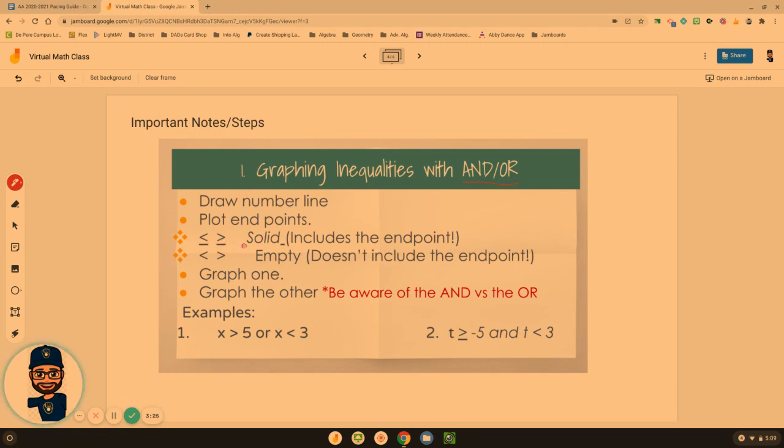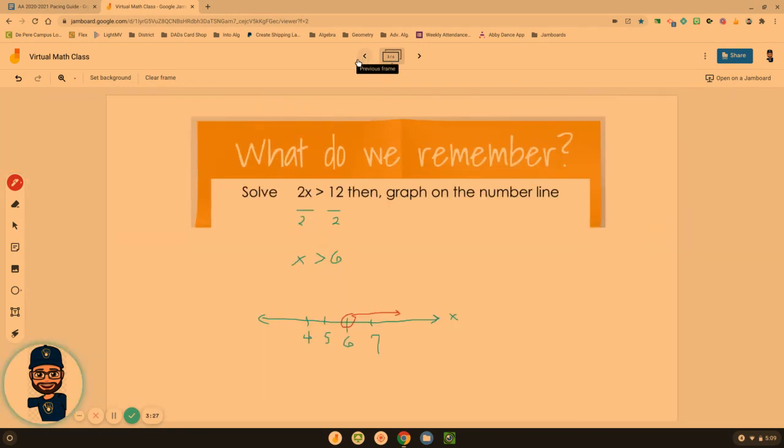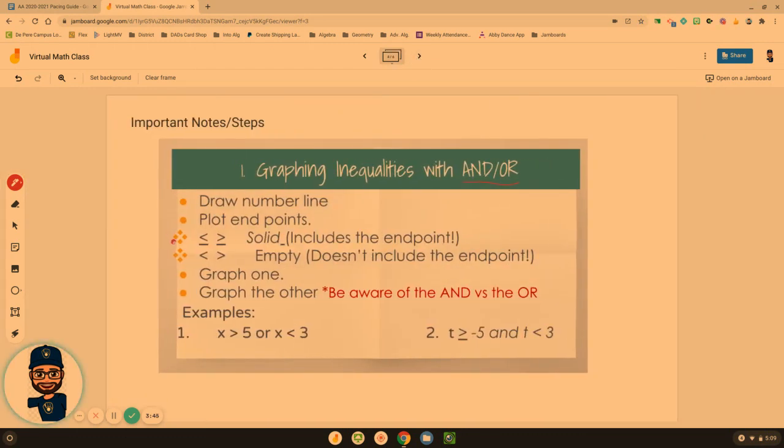Remember the equal to bar, and I'm going to go back a slide for a moment. The equal to bar here would mean that 6 is part of the solutions. It could be 6 or it could be anything greater than 6. In this case, it has to be greater. So we leave it open because 6 is not part of the answer set. And that's what this point here and here is talking about.